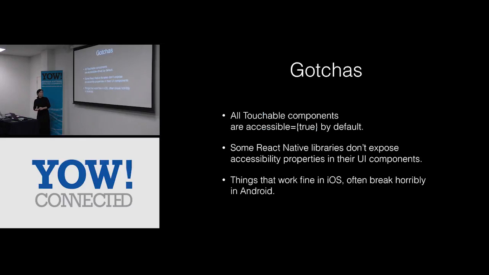Okay, so the one thing I do want to share in person is gotchas. So these are things that really cause me to pull my hair out while doing React Native development and trying to make sure that it's an inclusive app. So all touchable components are accessible equals true by default. So it means it gobbles up all the contents of the children elements inside. For example, if you have a carousel, which has modals that are touchable elements that you scroll through.